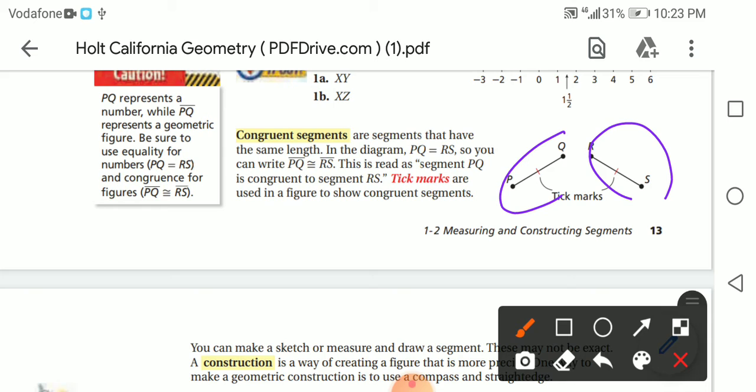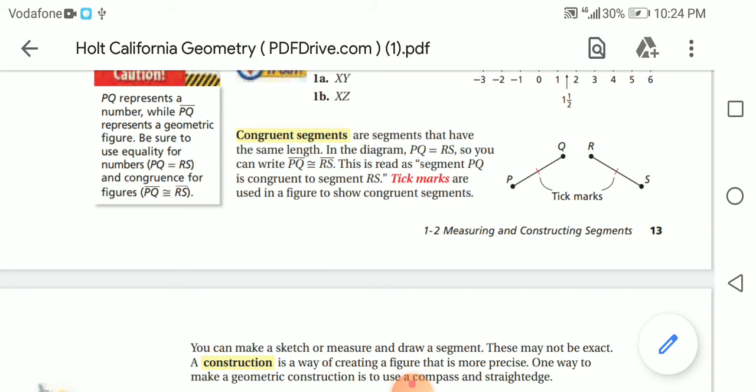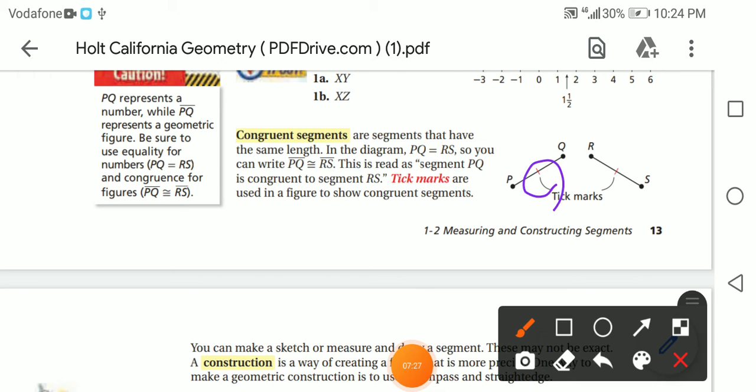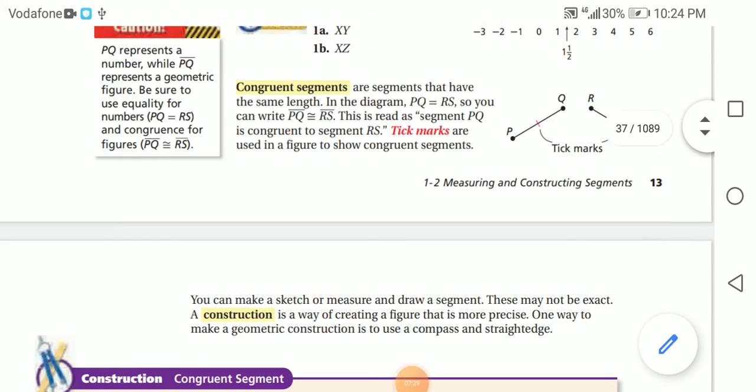So you can write PQ, look with me here. This is read as segment PQ is congruent, and this is the sign of congruent, dear students, to segment RS. Tick marks are used in a figure to show congruent segments. What's the tick mark here? As you see, the red tick marks. Can you see it? These are the tick marks.